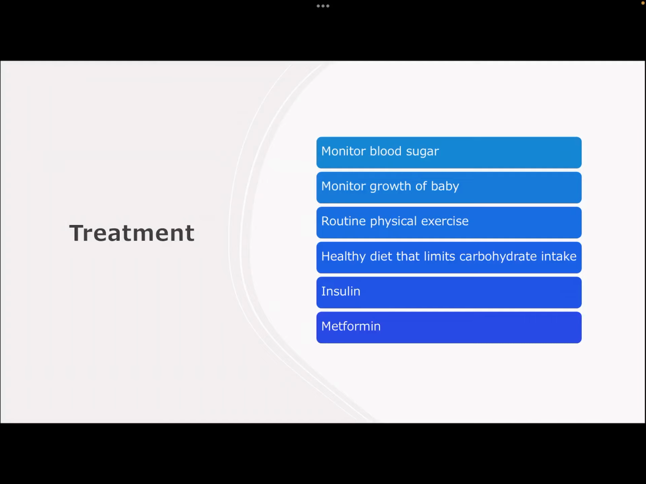Carbohydrate intake is typically limited to 33 to 40% of calories, while protein accounts for about 20% and fat accounts for about 40%. In addition to implementing a healthy diet, it is important to make sure a mom with gestational diabetes always carries a snack with her, such as a granola bar, to prevent hypoglycemia.